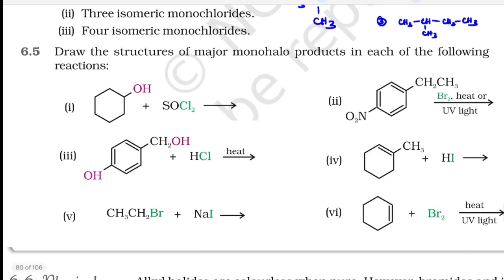Next, 6.5: draw the structures of the major monohalo product in each of the following. You can see here thionyl chloride is there. In the first video, in the preparation of alkyl halides, we studied this reaction of thionyl chloride, which is a good reagent for the preparation. If an OH group is there, remove the OH group and place Cl over there. So what product will you get? You will get a product like this. In place of OH, you have to place Cl.